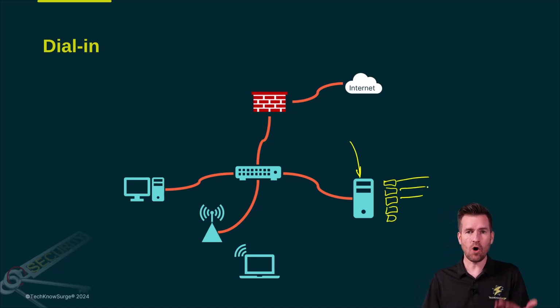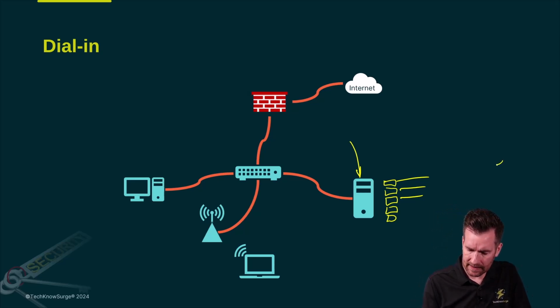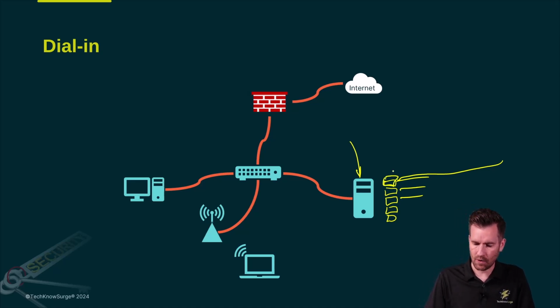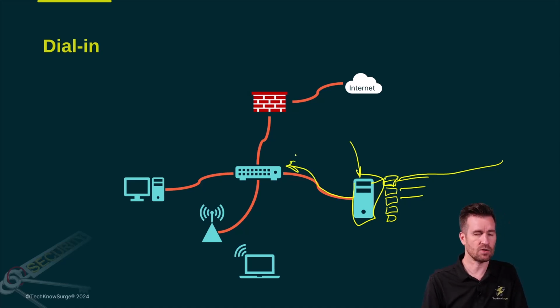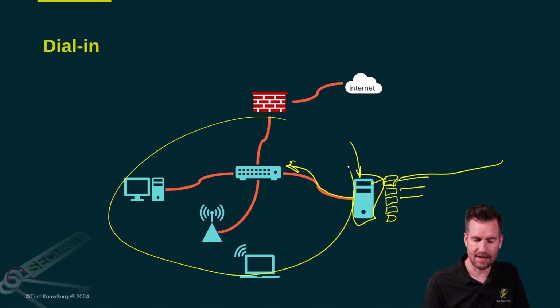And so somebody at home would get onto their computer, which also had a modem, and that modem would dial in to one of these lines, one of these modems, and then make a connection to this server right here. And then that server then would make a connection to the rest of the network. Therefore, somebody who had a dial-in connection then could have access to the rest of the network.